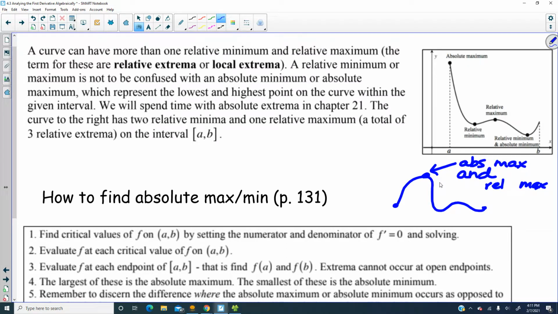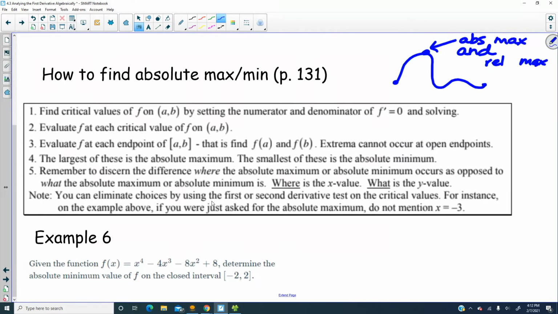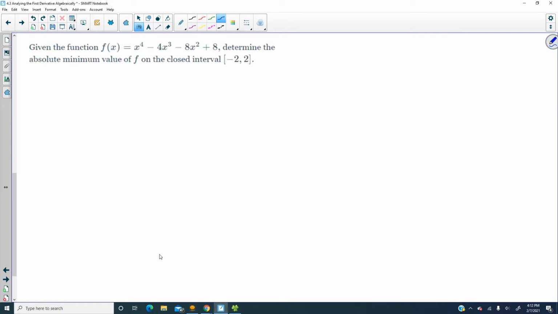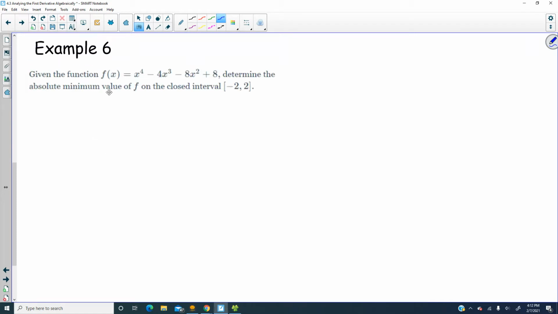So what you'll need to do is the same thing you did before, look for relative maxes and mins, but then you also need to check and see if it's going to happen at an endpoint. So let's look at an example where that could happen. So we have example 6, given the function f of x equals x to the 4th minus 4x cubed minus x squared plus 8, determine the absolute max or determine the absolute minimum value.